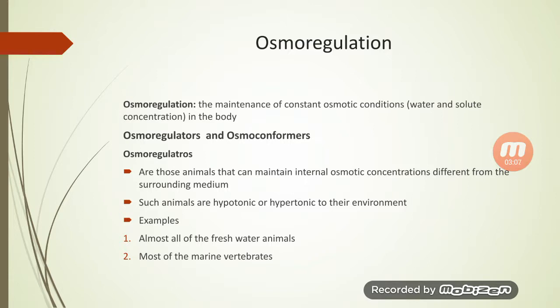Osmoregulators are those animals that can maintain internal osmotic concentrations. So these types of organisms can adjust in different situations or in different environments. Such animals can be hypotonic or hypertonic, as I have already told you, as the solute concentration in their body fluids can increase or decrease according to the surrounding environment. The examples of osmoregulators are almost all of the freshwater animals and some of the marine vertebrates.